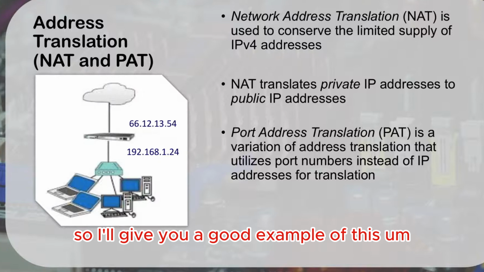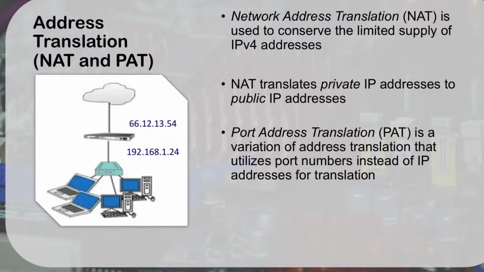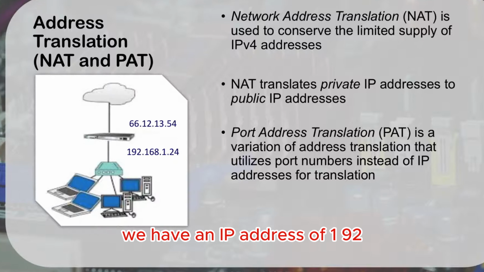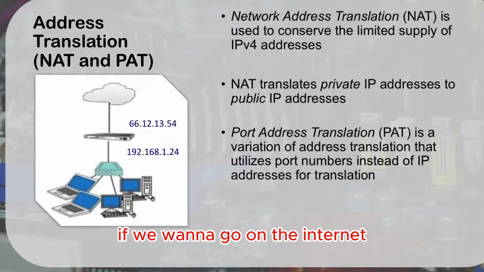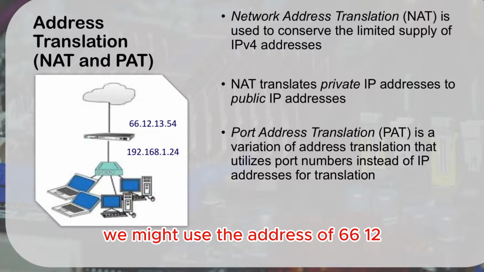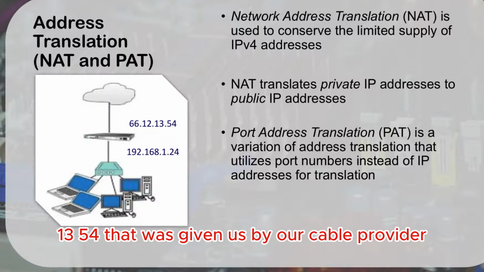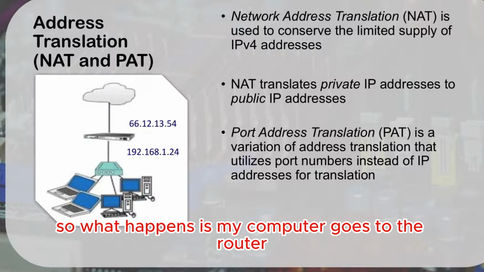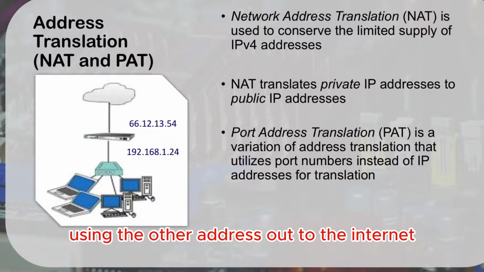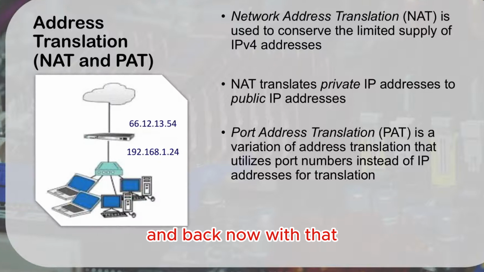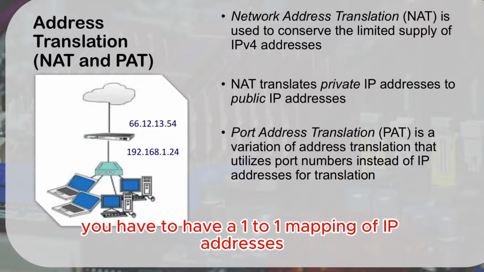I'll give you a good example of this. In this particular picture, we have an IP address of 192.168.1.24. That is a private Class C address. If we want to go on the internet, we might use the address of 66.12.13.54, which was given to us by our cable provider. So what happens is my computer goes to the router, which then transfers the information using the other address out to the internet and back. Now with NAT, you have to have a one-to-one mapping of IP addresses.